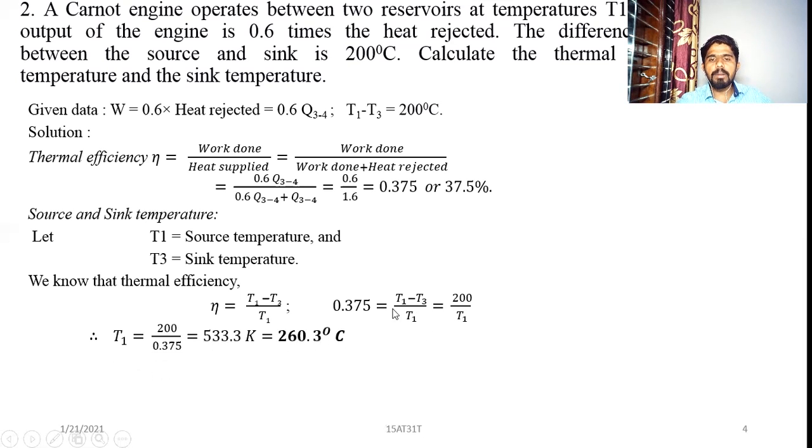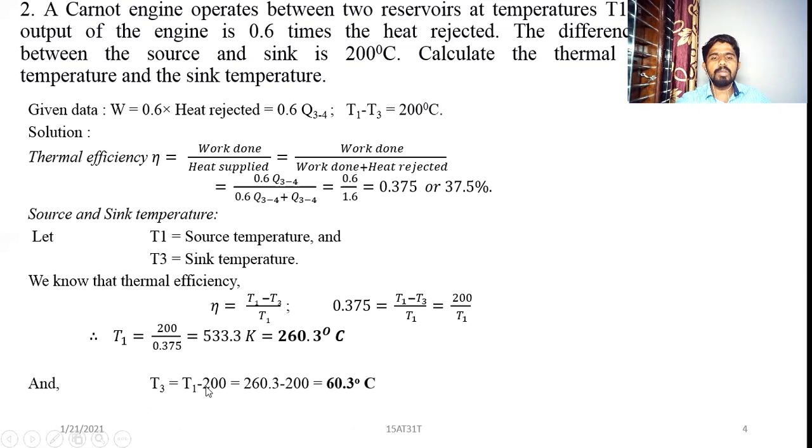Now you can simplify this. 0.375 is equal to 200 by T1. If you cross multiply, 0.375 T1 is equal to 200. So T1 is equal to 200 divided by 0.375. If you simplify this using your calculator, it gives 533.3 Kelvin, which is equal to 260.3 degrees centigrade if you convert from Kelvin to centigrade by subtracting 273. Use your calculator and cross-check the answer.